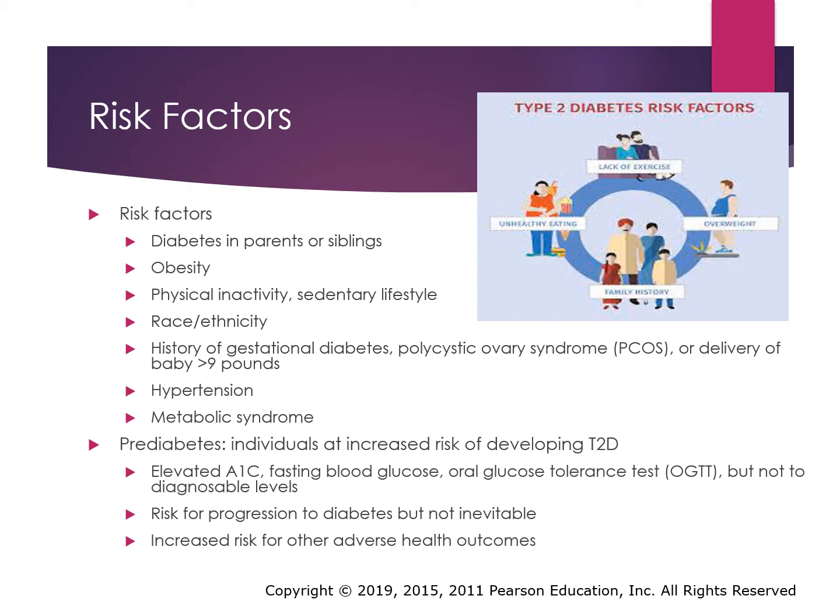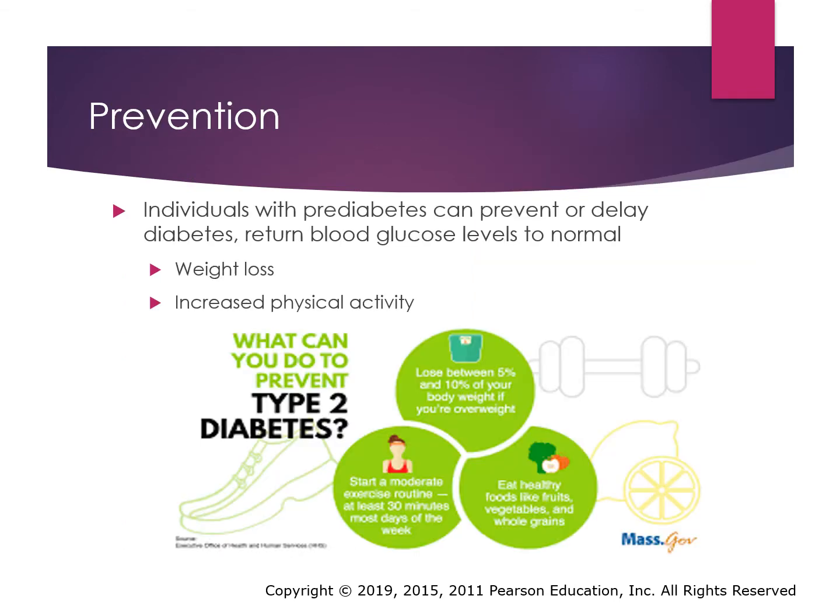Prediabetes, this is individuals at increased risk for type 2 diabetes. You have an elevated A1C, fasting blood glucose, oral glucose tolerance test, but not to diagnose levels. The risk for progression to diabetes, but it's not inevitable. So in other words, you are on the borderline. You can stop it by doing some of the preventive things.